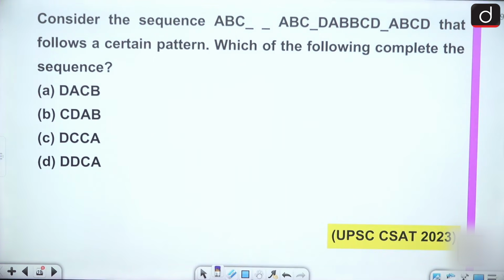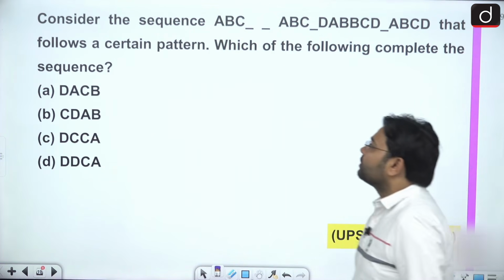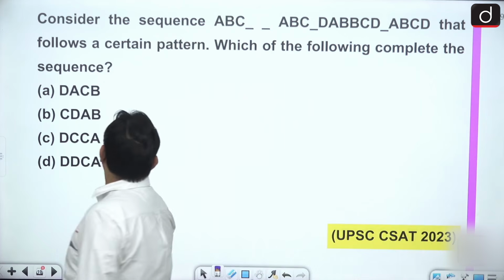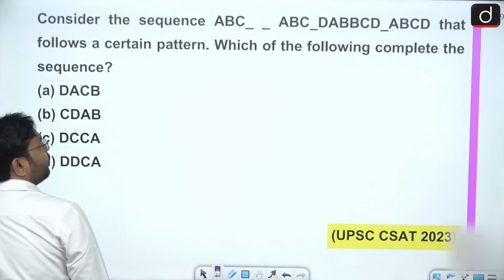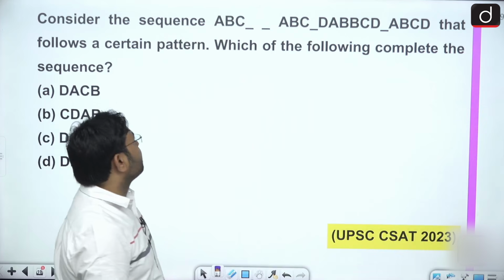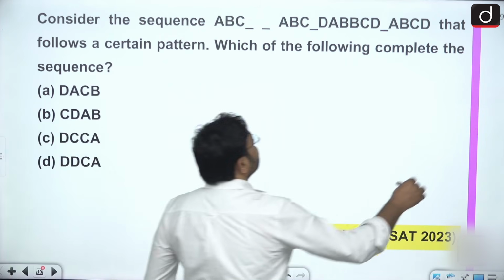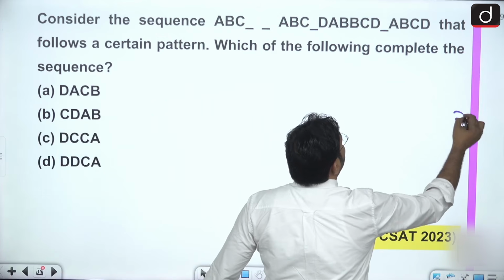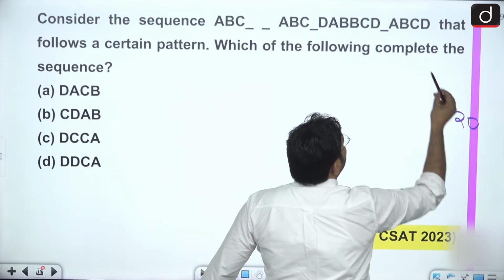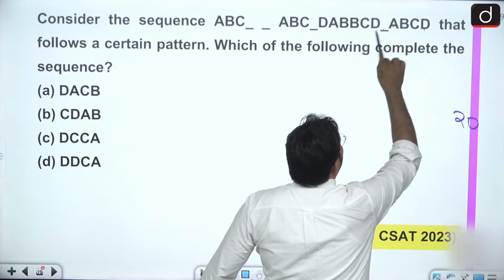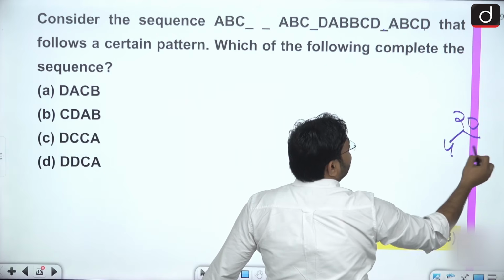Consider the sequence that follows a certain pattern. Which of the following completes the sequence? How many total letters are here? 20. So if this is 20, you can break it into parts of 5.